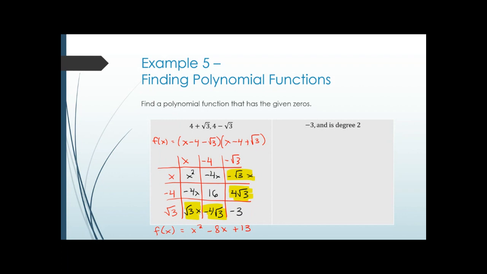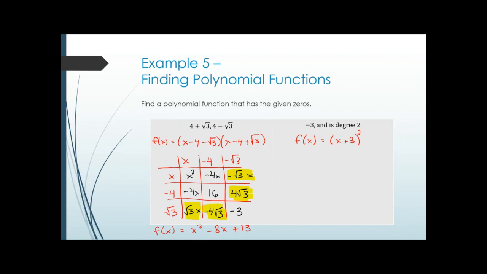Now, the one on the right here, this is actually quite easy. So it says that our 0 is negative 3, so that's x plus 3. Now, the thing is it specifies degree 2, so that means we need to have 2 zeros. So we don't have another 0, so that means this must be a repeated 0. And so we just put a 2 on it in order to make sure that we have it listed twice so that we do have 2 zeros there.